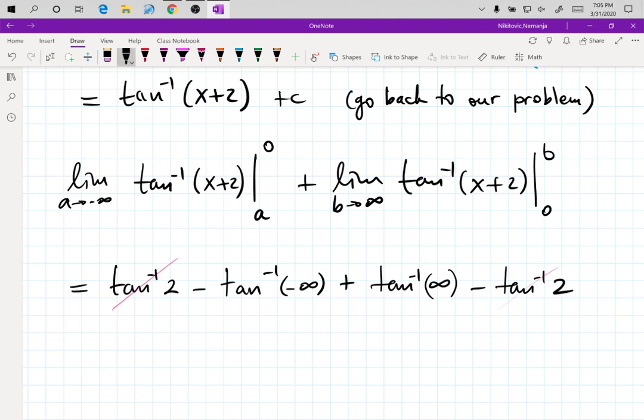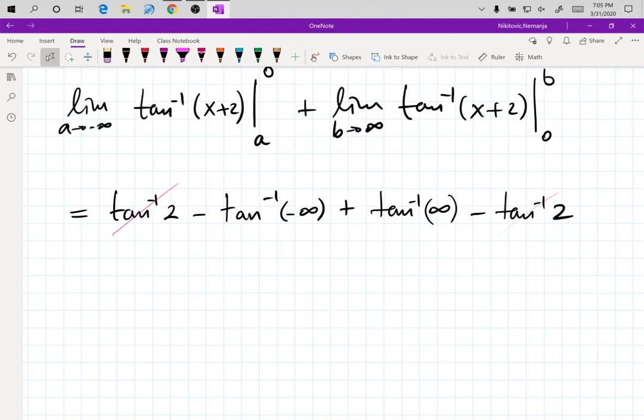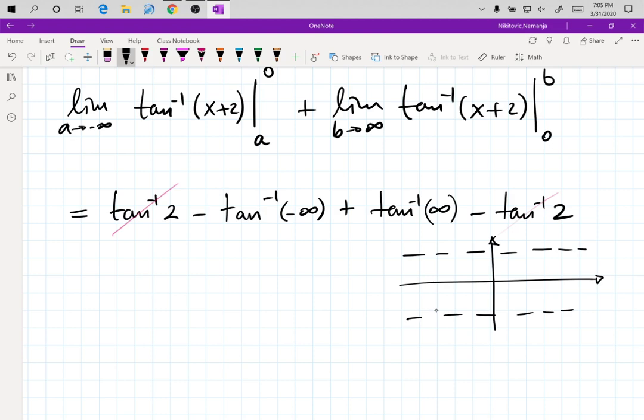Now, if you recall the first day of our course, I said you gotta know those inverse tangent graphs, because if you don't know the inverse tangent graphs, some of your problems are not gonna work out very well. So this is the inverse tangent graph, like that.